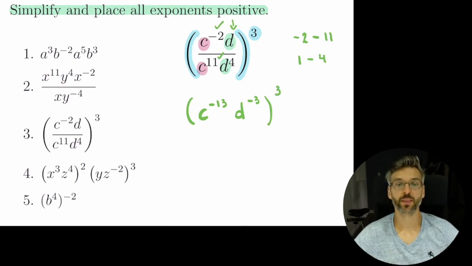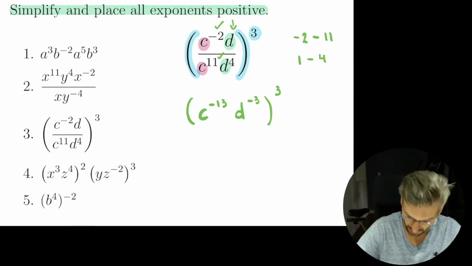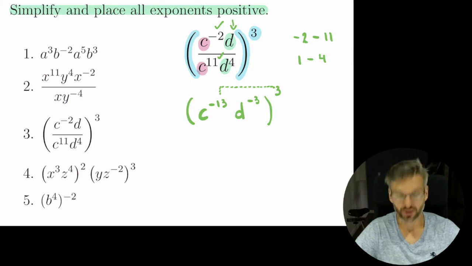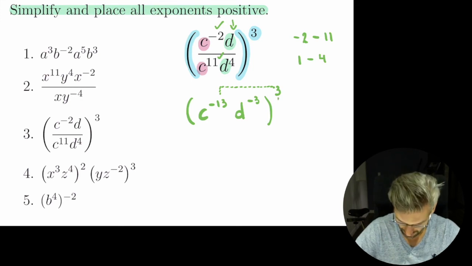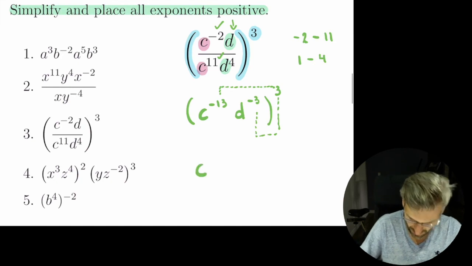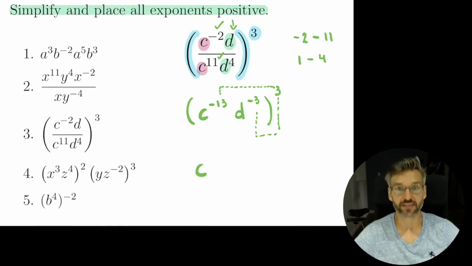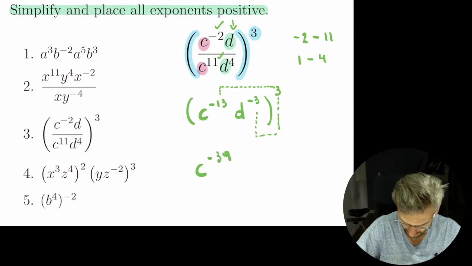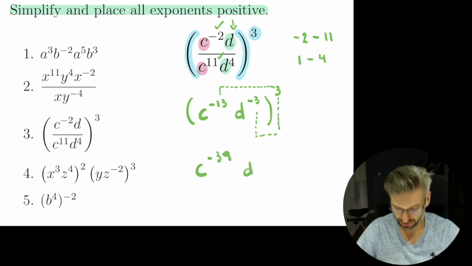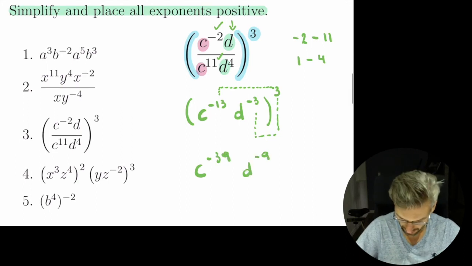Okay. Now next, I'm not done. I have to distribute this 3. So I'm going to distribute it across. It's going to multiply this exponent, and then it's going to multiply this exponent here as well. So this is going to become c, so negative 13 times 3 is negative 39, and negative 3 times 3 is negative 9.